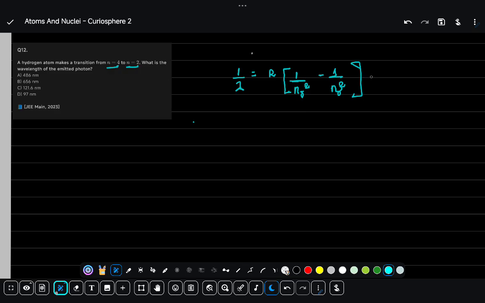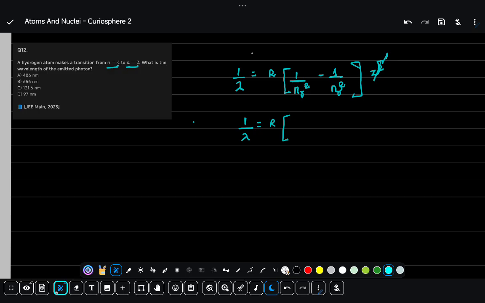And 13.6, sorry, not 13.6, it is Z square. Since it is hydrogen, it is 1. Now 1 by lambda equals R into, what is n? It is whether it is moving n is equal to 4 to n is equal to 2, or n is equal to 2 to n is equal to 1. Sorry, n is equal to 2 to n is equal to 4.